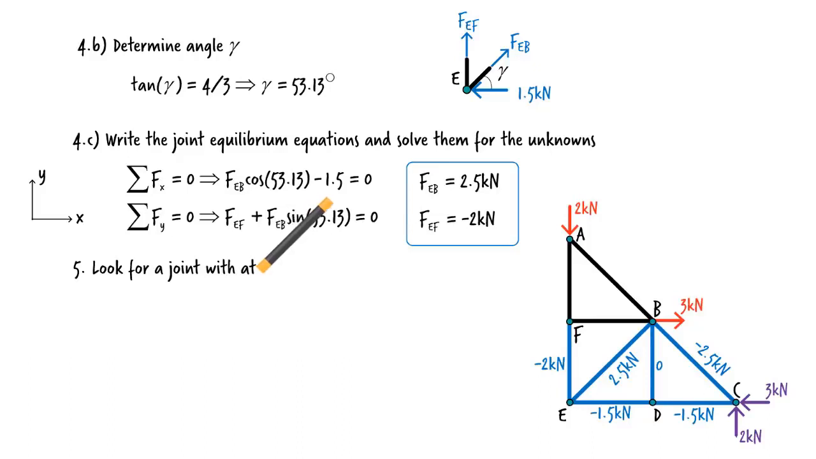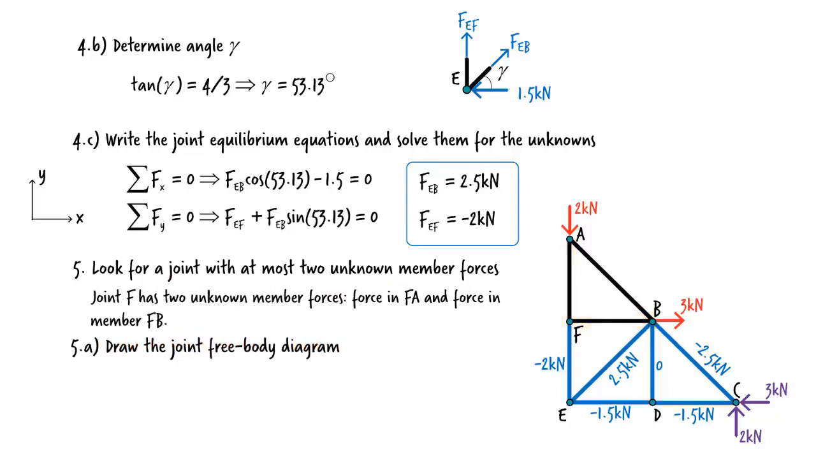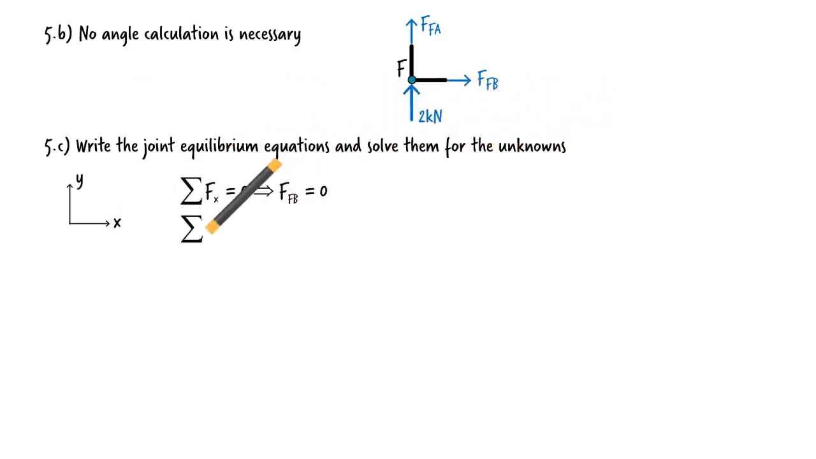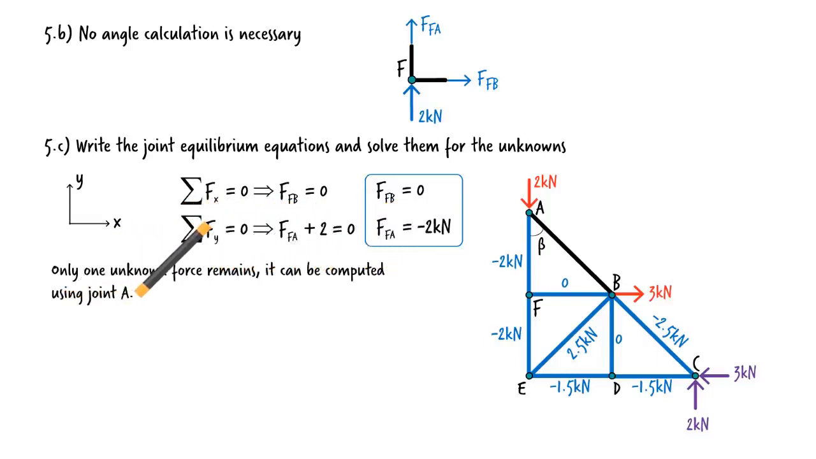Let's look for another joint with at most two unknown forces. At joint F, we have the force in member FA and the force in member FB. Here is the joint's free body diagram. We then write and solve the equilibrium equations for the unknowns. Only one unknown member force remains, the force in member AB.